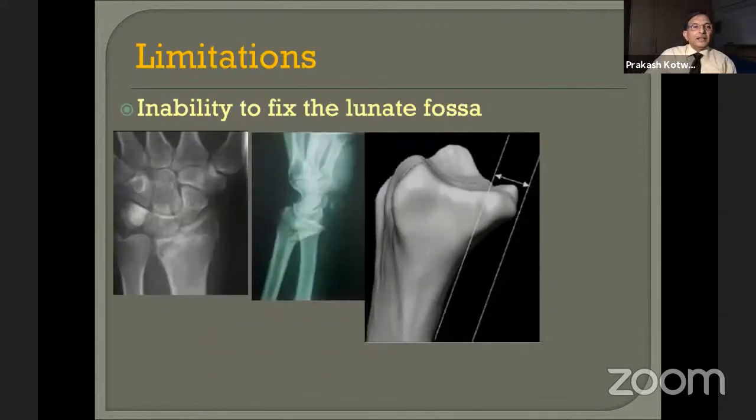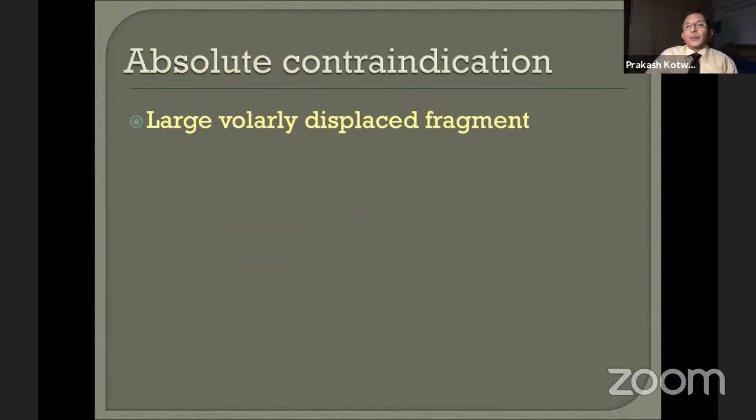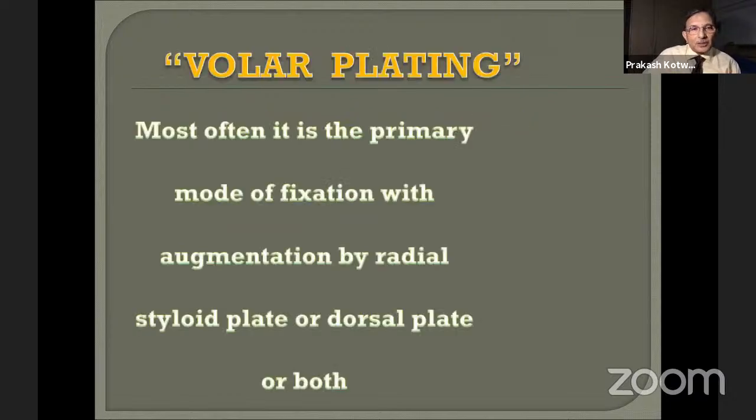problems. Another limitation is inability to fix the lunate fossa, and that's the lunate fossa that you all know, which protrudes volarward, and this obviously cannot be fixed when you are approaching from the dorsal side. So for that, you need to go by the volar approach. Absolute contraindication for dorsal plating is a large volarly displaced fragment. Obviously, just a repetition, you need to go from the volar side, and this you cannot fix from the dorsal approach.